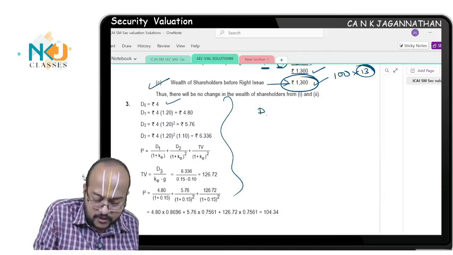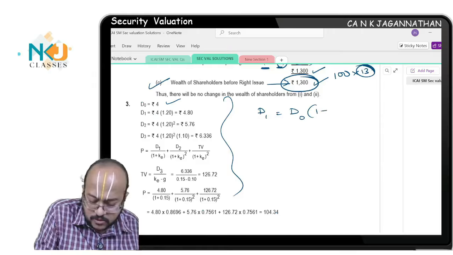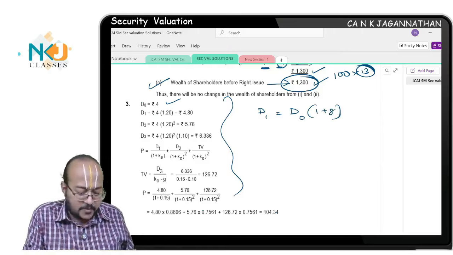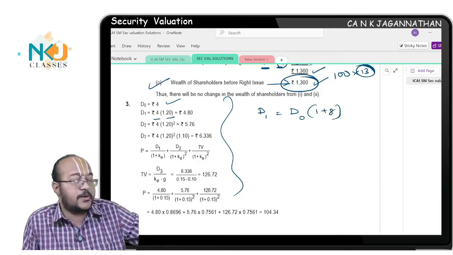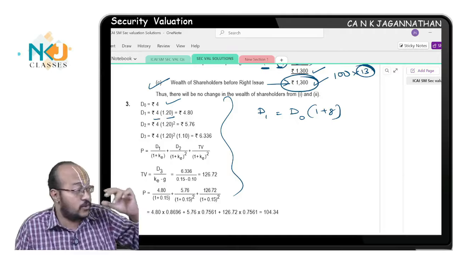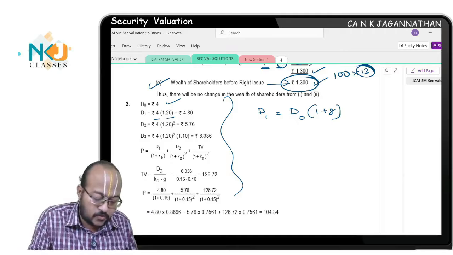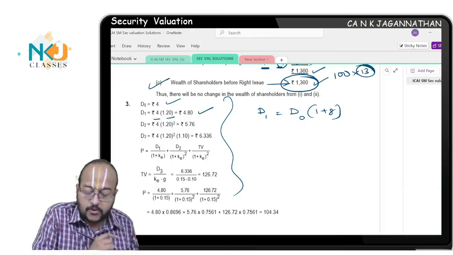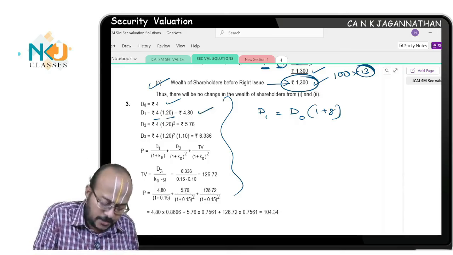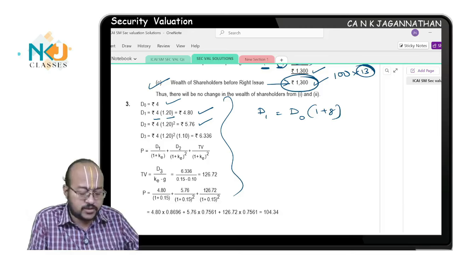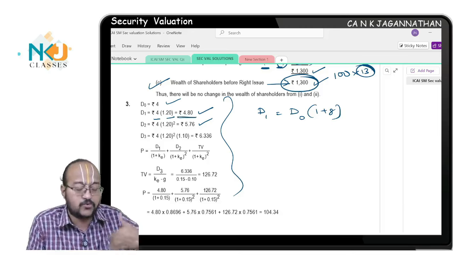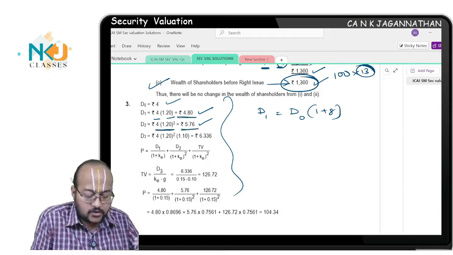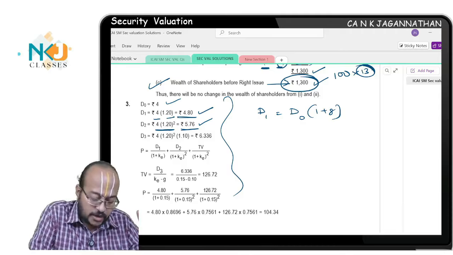D1 you will compute. D1 is nothing but D0 into 1 plus G. Agreed? D0 into 1 plus G: 4 into 1.2, with a 20% growth rate. The first year growth rate you will apply. First 2 years they are telling that it will grow at 20%, right? So 4 into 1.2 is 4.8. This is D1. By this you will find D2 also. D2 is nothing but D1 into 1 plus G, or D0 into 1 plus G the whole square, which they have done, equal to 5.76. So we have got D1 and D2.